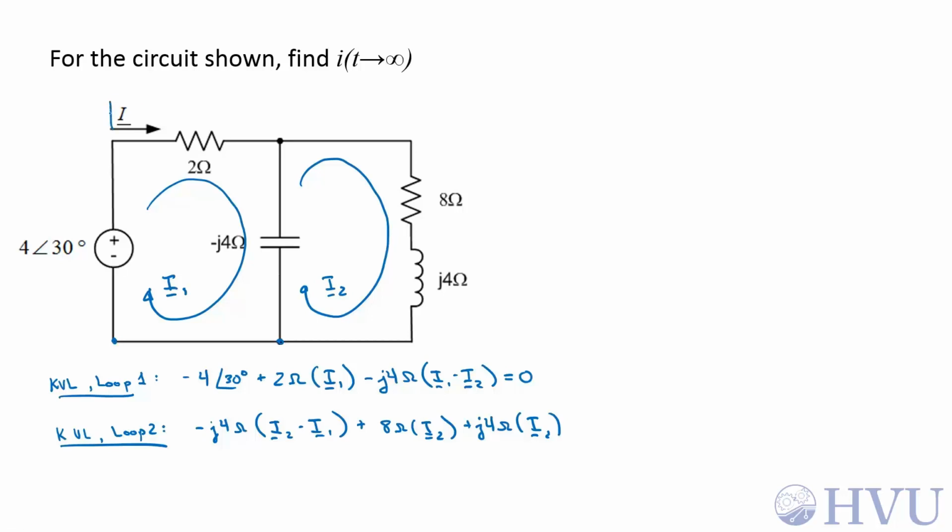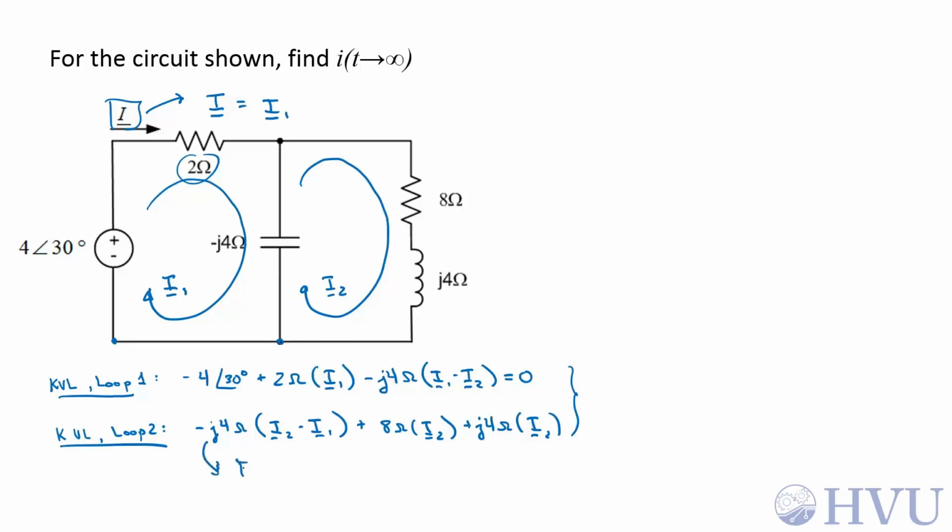And now solving for I, the only mesh current through this 2 ohm resistor is I1, so the current we're looking for, I, is just the same as I1. So it's probably going to be easiest if I solve these two equations for I1 and then just use that as my answer. So let's rearrange this equation.